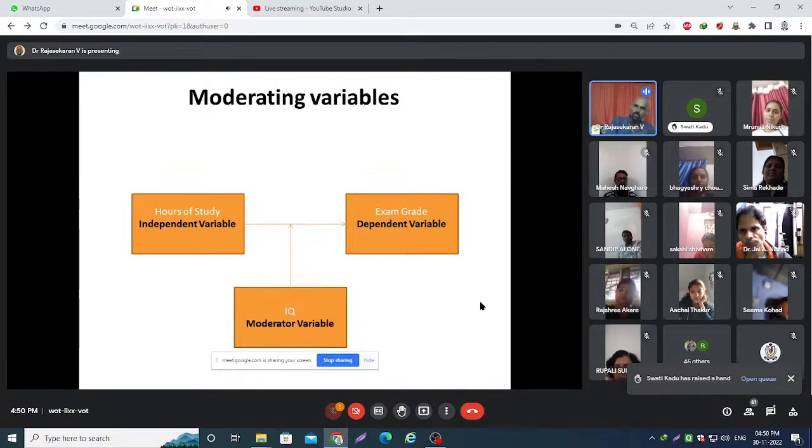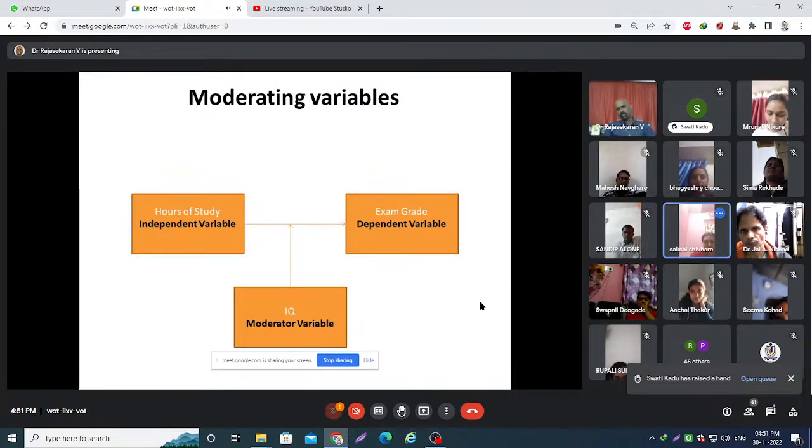Now, can you tell me again, for hours of study and exam grade, I have given IQ as a moderator variable. What are the other possible moderator variables which will affect the exam grade? Grasping power. Grasping power, okay. Concentration of the student. Concentration. Ability to understand the concept. Ability to understand the concept. Good.